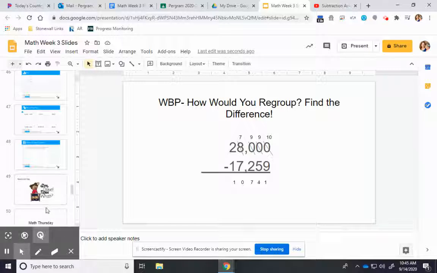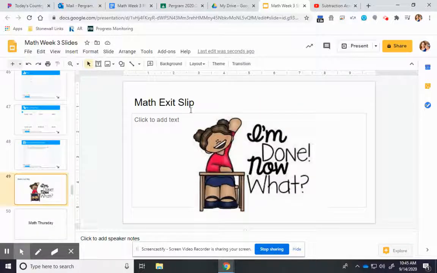What I want you to do now is go do your math exit slip. So you're going to go to your Google Classroom, go to today's date, find the math exit slip, and show us how great of a job you can do subtracting across zeros.